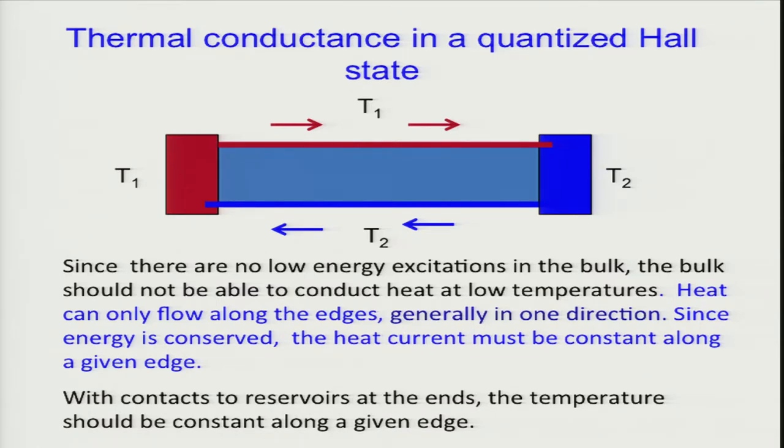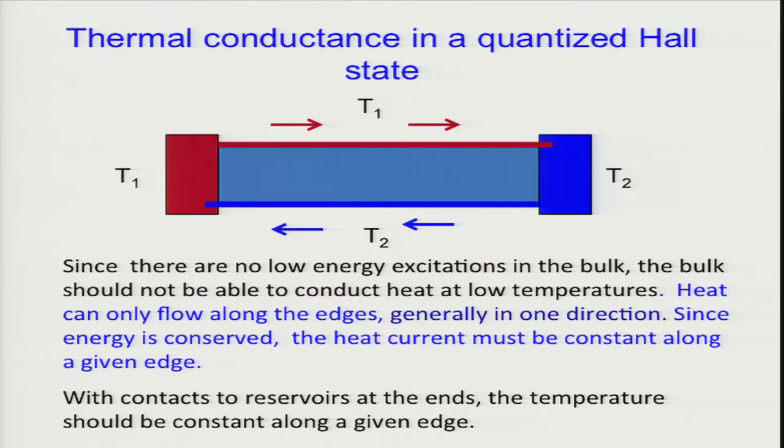So remember, what we're dealing with here is a system where there are no mobile excitations in the bulk. And that means if we can neglect phonons, which at very low temperatures we typically can, then there's very little heat conductance at low temperatures by anything in the bulk, and so we're going to ignore it. And then heat cannot flow through the bulk. It can only flow along the edges where you have these gapless states. And generally what will happen in a quantized Hall state is that at each edge, on average, the heat can only flow in one direction. And of course, also, energy is conserved.